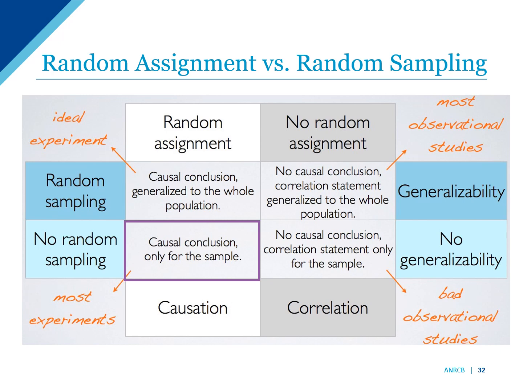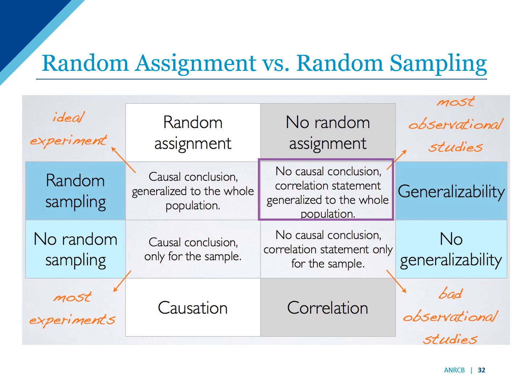Most observational studies fall into this upper right cell, where there is random sampling but no random assignment because it is not an experiment. We can identify correlations but not causation. But our results are generalizable to the greater population, and this is very useful.